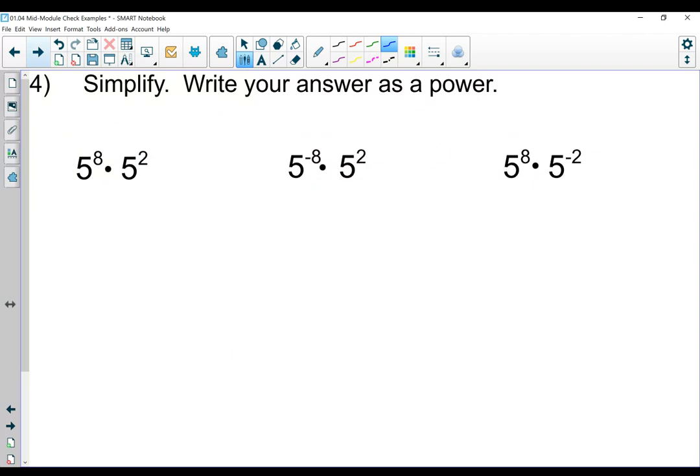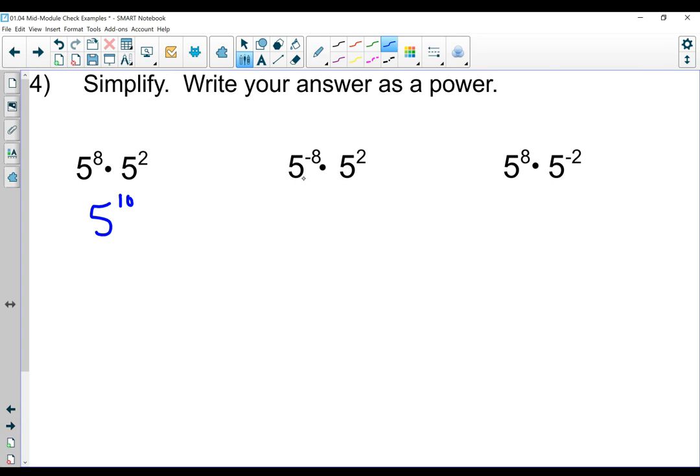For number 4, we're asked to simplify and write our answers as a power again. Writing it as a power just means I'm not going to plug like 5 to the 13th power in my calculator. I'm not going to write out some big long number. I'm going to have a number with an exponent. So in the first one, I have 8 factors of 5 times 2 more factors. I can go ahead and add those. I'll have 5 to the 10th.